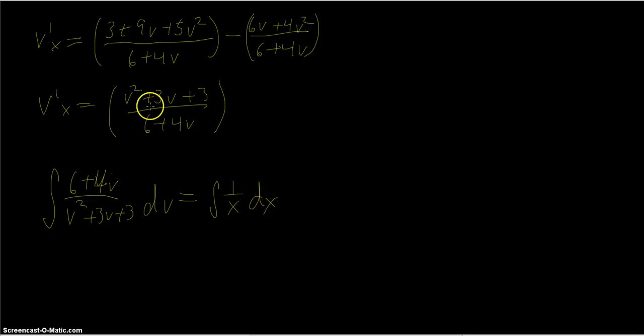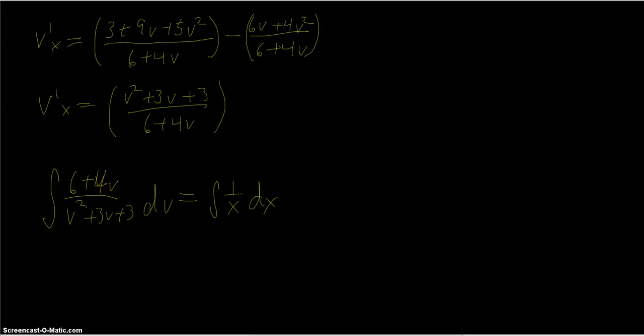So this should look familiar. This is a variable separable differential equation. So we'll divide by x and divide by this term to get the integral of 6 plus 4v over v squared plus 3v plus 3 with respect to v equals the integral of 1 over x dx. I'm sorry, not with respect to, just dv.